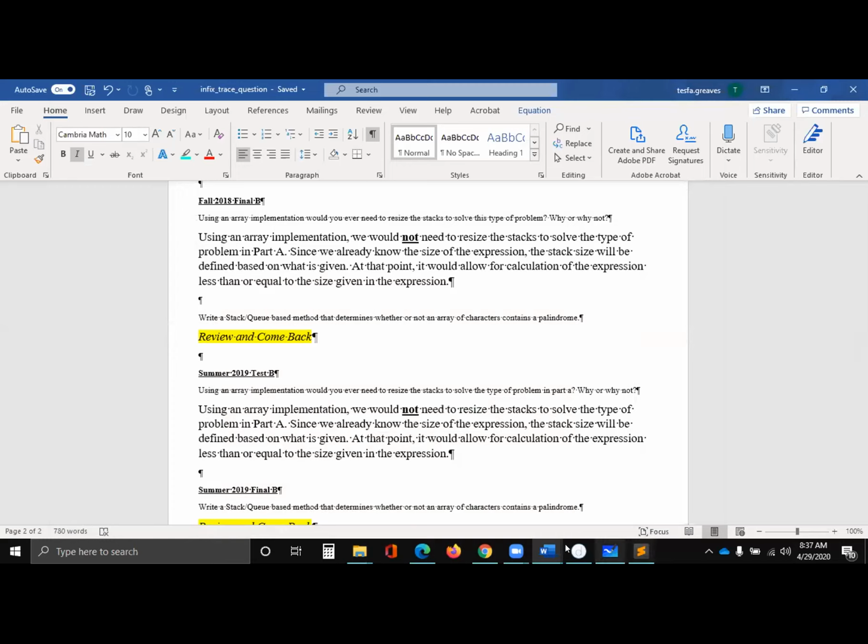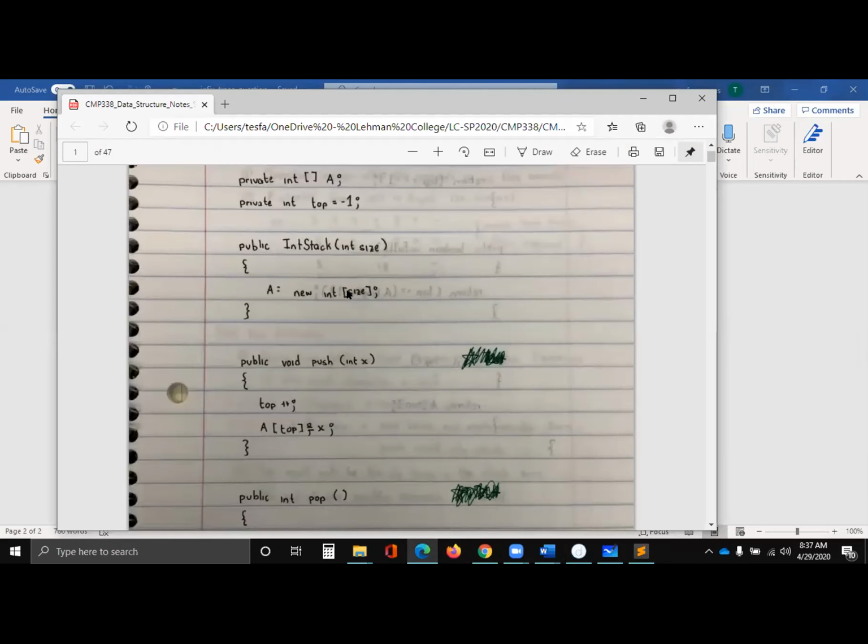So if I put in 19 for the actual size, I could work with things at 19 or less than 19. So everything would be less than or equal to 19 if I'm solving the actual expression.